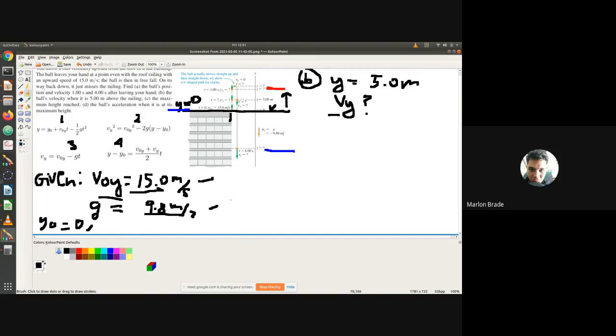The question is, which equation will we use? 1, 2, 3 or 4? Number 2, sir. It's 2, right? Why? Because we don't know the time. It reached y equals 5.0 meter, but we don't know the time when it reached y equals 5.0 meter. The only equation without time is number 2. It is complete, so what we are looking for is Vy.